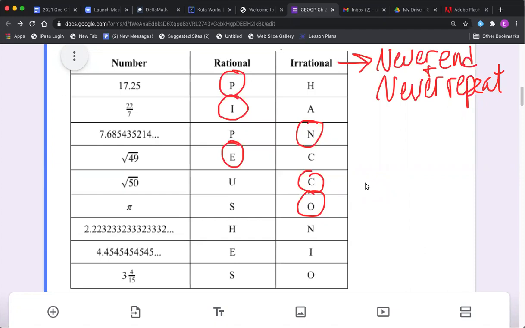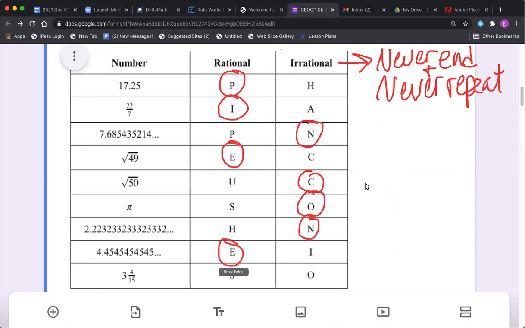2.22323323332333. You feel like you want it to be rational because you feel like it's a repeating decimal, but it really isn't. It never falls into a repeating pattern. You can't write that with bar notation, because it doesn't fit the same pattern. It has to be 23232323 or whatever, and it's not. That thing is irrational.